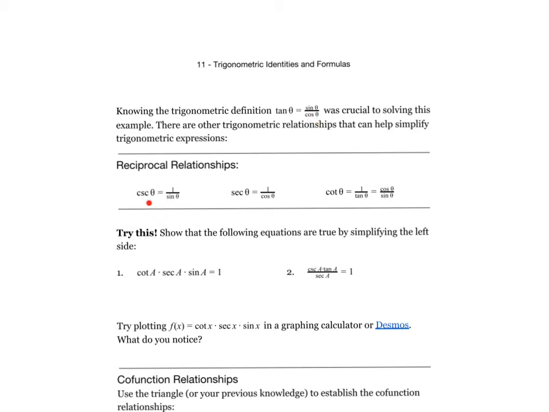And we have this definition: cosecant of theta is the reciprocal of sine, secant is the reciprocal of cosine, and cotangent is the reciprocal of tangent. But that also means that the cotangent of theta is the same as the cosine of theta over the sine of theta. And that's the reciprocal of this definition of tangent, which was sine of theta over cosine of theta. This is the reciprocal expression, cosine of theta over sine of theta. Simple enough? Okay. Let's try some stuff.